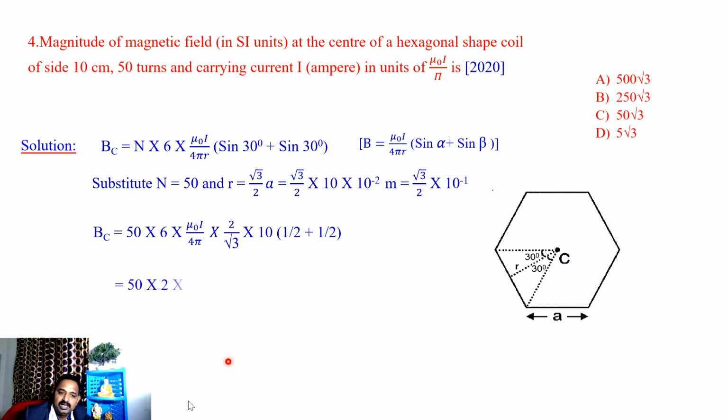Then if you simplify, we will get 50 into 6, I wrote 2 into 3, into mu naught I by 4 pi, into 2 by root 3 into 10. Why did I write 6 as 2 into 3, my dear student? Here if you observe, in all options we have root 3. So if I write 2 into 3, this root 3 cancels one of the 3s, and then I will get root 3 in the answer. That's why I wrote 6 as 2 into 3, my dear student. If I simplify this, I will get 50 root 3 mu naught I by 4 pi, my dear student. So I got the magnitude of the magnetic field as 50 root 3 mu naught I by 4 pi, in terms of mu naught I by 4 pi.